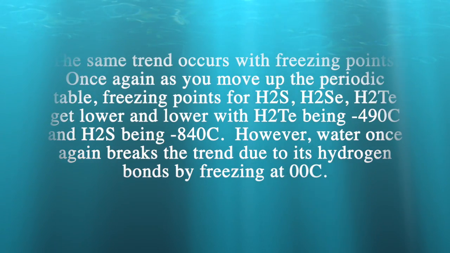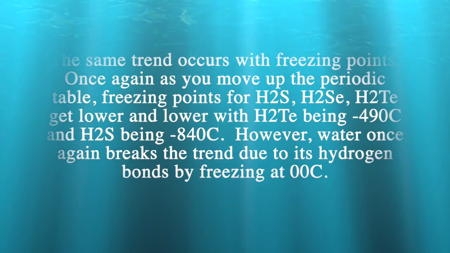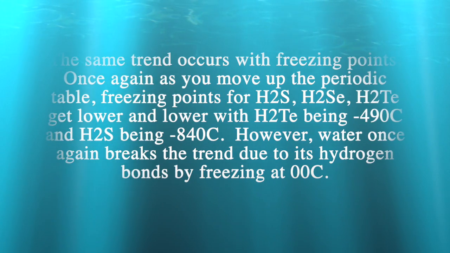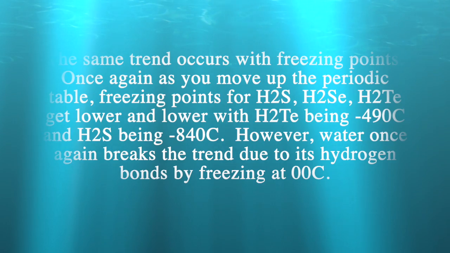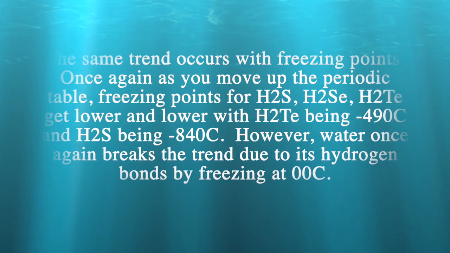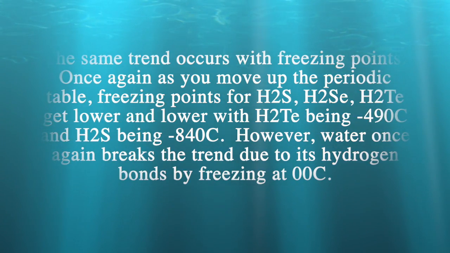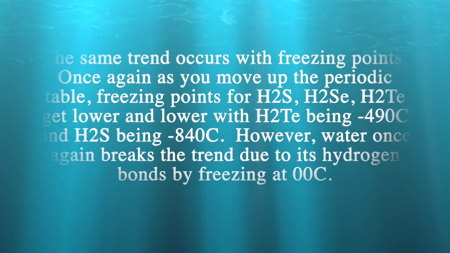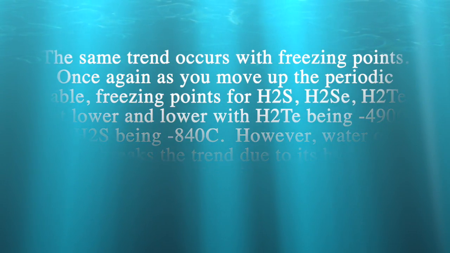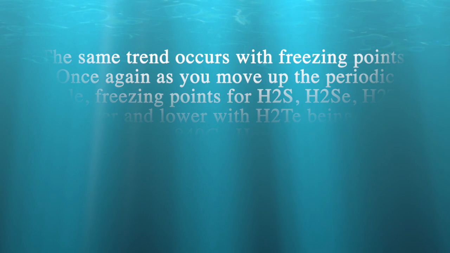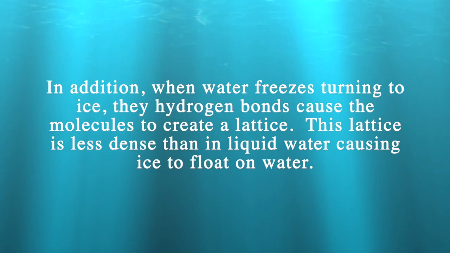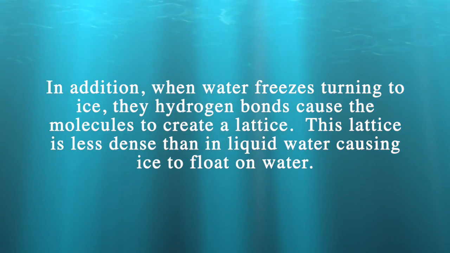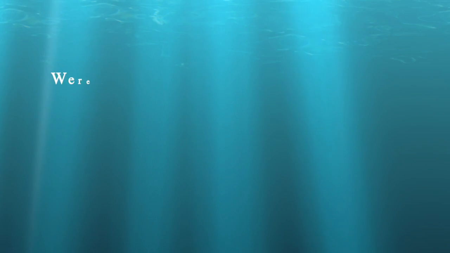Once again, as you move up the periodic table, freezing points for H2S, H2Se, H2Te get lower and lower, with H2Te being negative 490 degrees Celsius and H2S being negative 840 degrees Celsius. However, water once again breaks the trend due to its hydrogen bonds by freezing at 0 degrees Celsius. In addition, when water freezes, turning to ice, the hydrogen bonds cause molecules to create a lattice. This lattice is less dense than liquid water, causing ice to float on water.